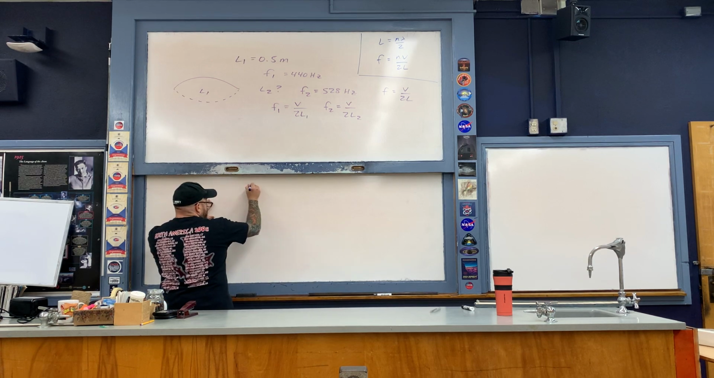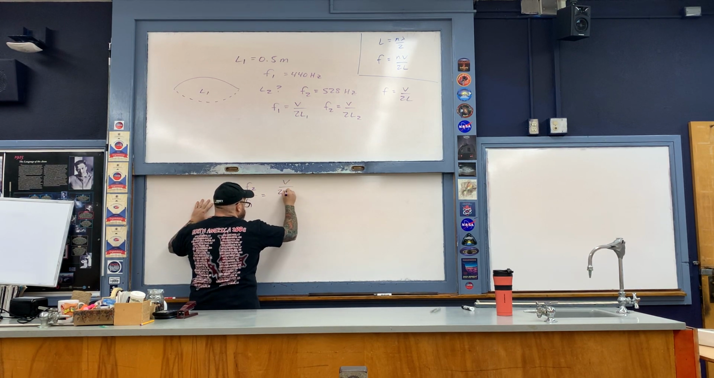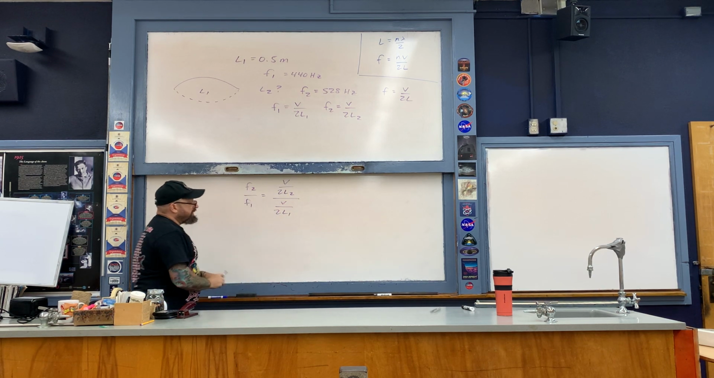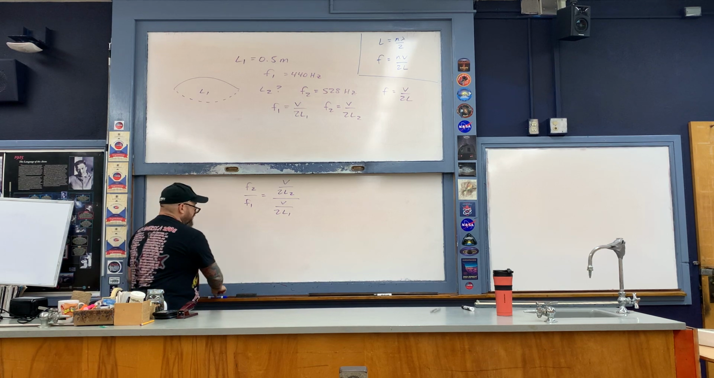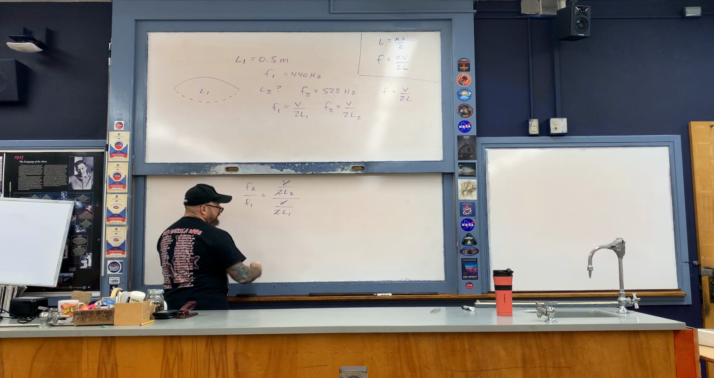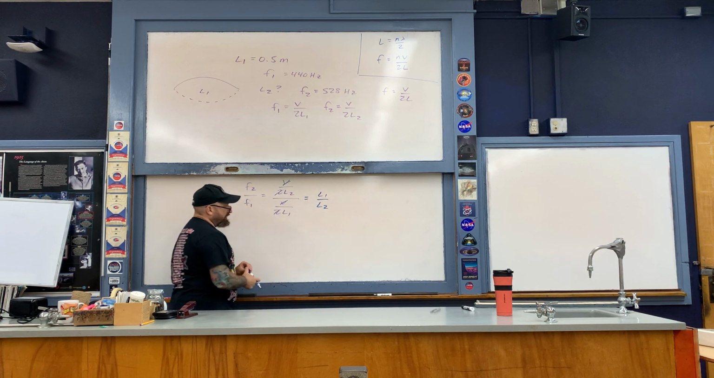So for example, I'm going to go ahead and take F2 and divide it by F1. So V over 2 times L2 divided by the same V over 2 times L1. And then on the right-hand side of the expression, a bunch of stuff cancels out. So the 2's cancel, the V's cancel like so. And then if you rewrite the expression here on the right-hand side carefully, you end up with L1 over L2.